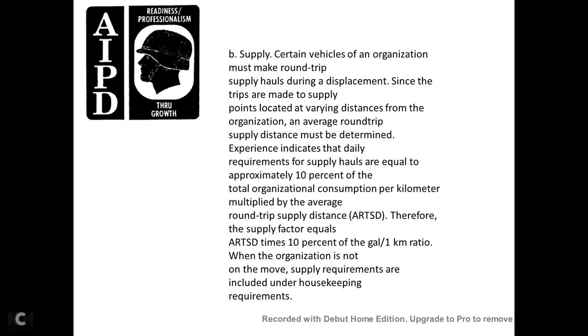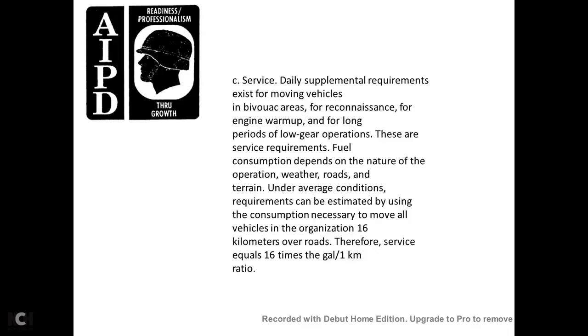B. Supply. To supply certain vehicles, the organization must make round-trip supply hauls during the displacement. Since the trips are made to supply points located at varying distances from the organization, the average round-trip supply distance must be determined. Experience indicates that the daily requirements for the supply hauls are equal to approximately 10% of the total organization consumption per kilometer, multiplied by the average round-trip supply distance, or ARTSD. Therefore, the supply factor equals the average round-trip supply distance times 10% of the gallons per kilometer ratio. When an organization is not on the move, supply requirements are included with the housekeeping requirements.